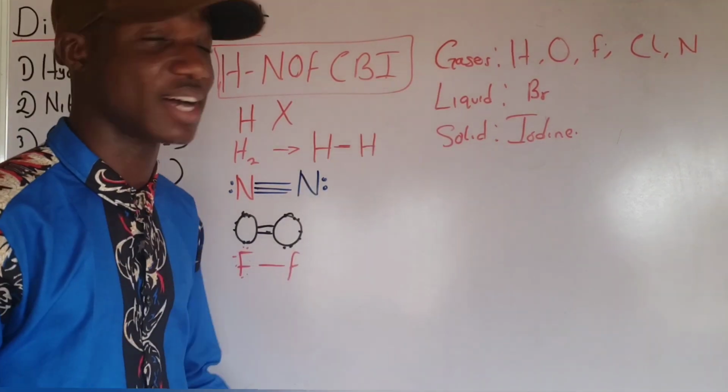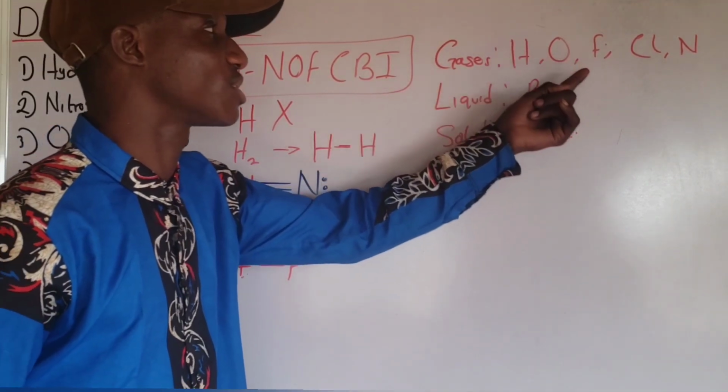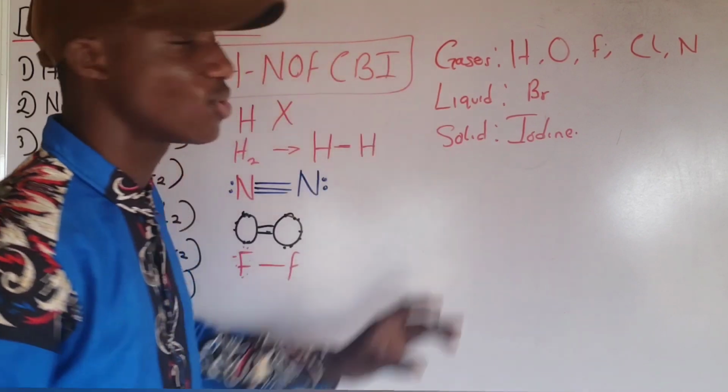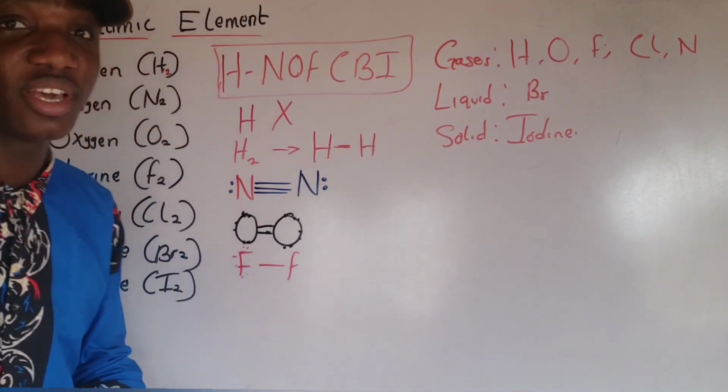Some of them exist as gas. Examples are hydrogen, oxygen, fluorine, chlorine, and nitrogen. While liquid, we have bromine, and solid, we have iodine.